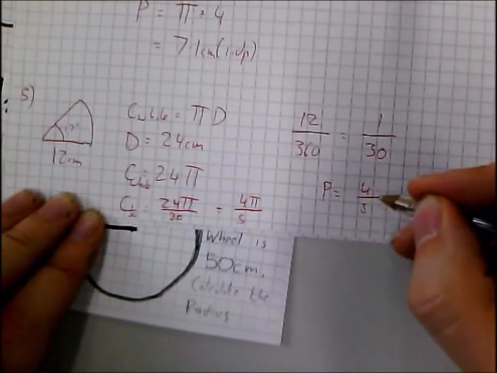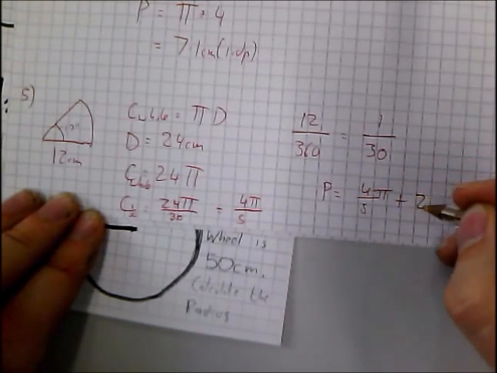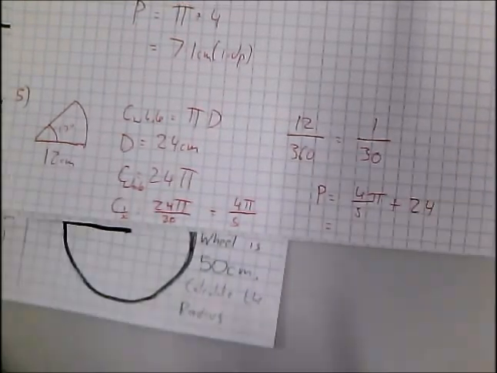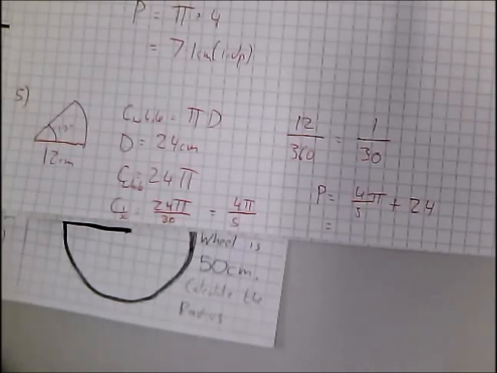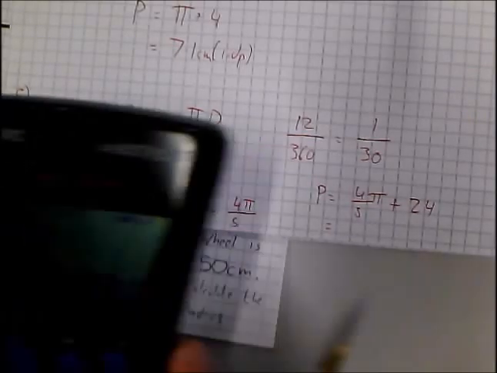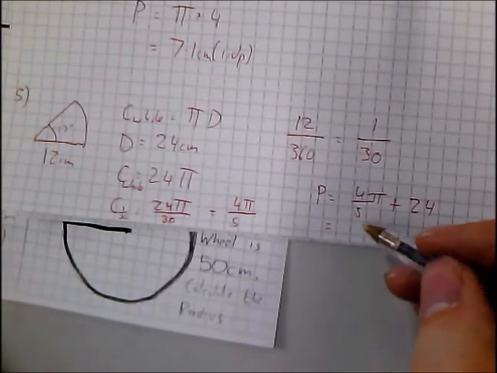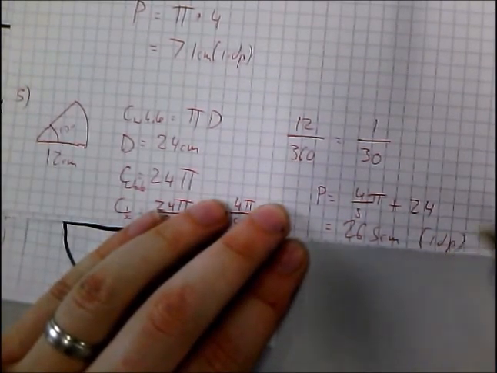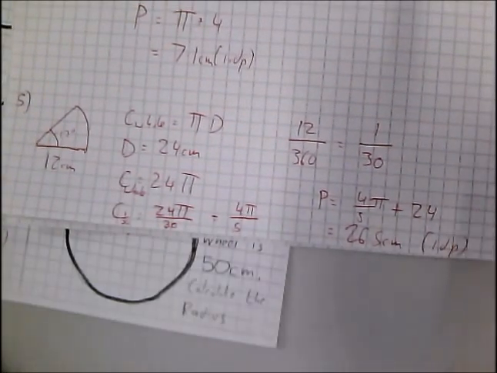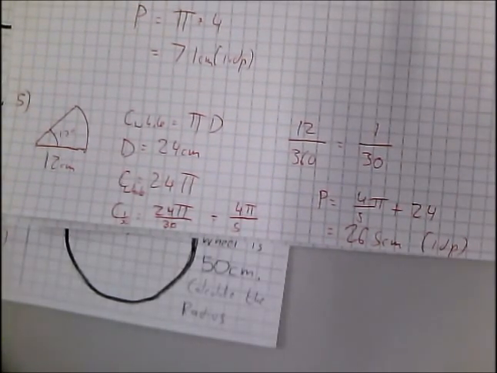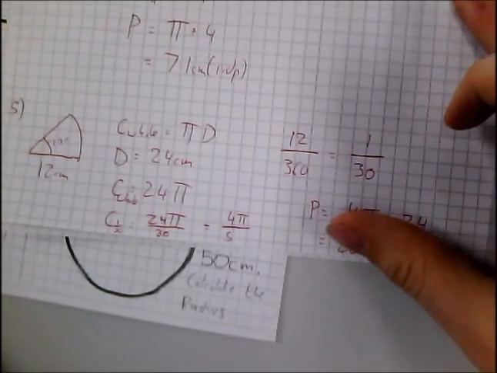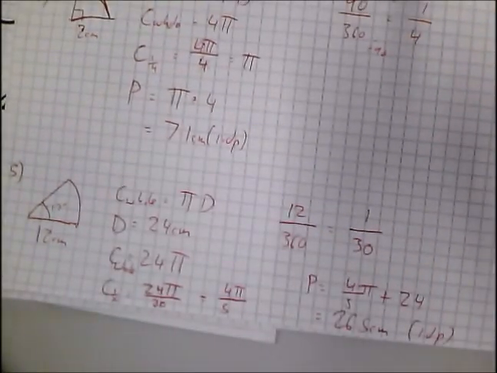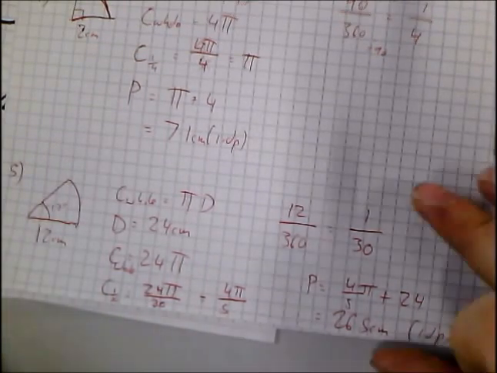So 4 over 5 pi, add 24. And that gives me a final answer of 26.5 to 1 decimal place. Okay, those were quite tricky. If you need to, go back to any of the 5 questions that I did there and go through it again, or come and see me in class.